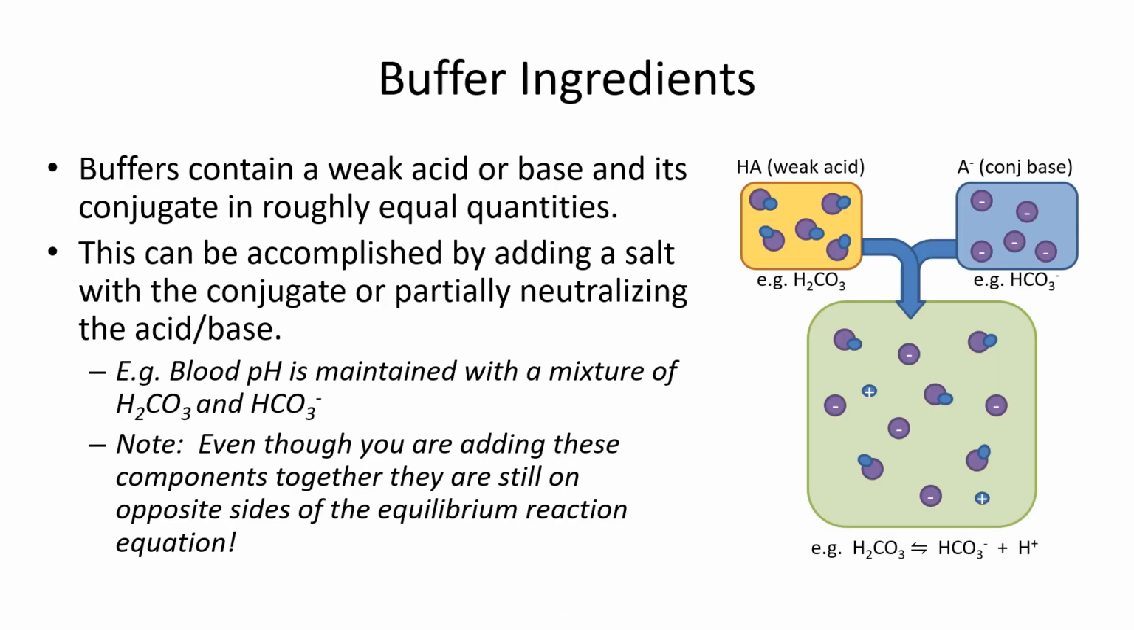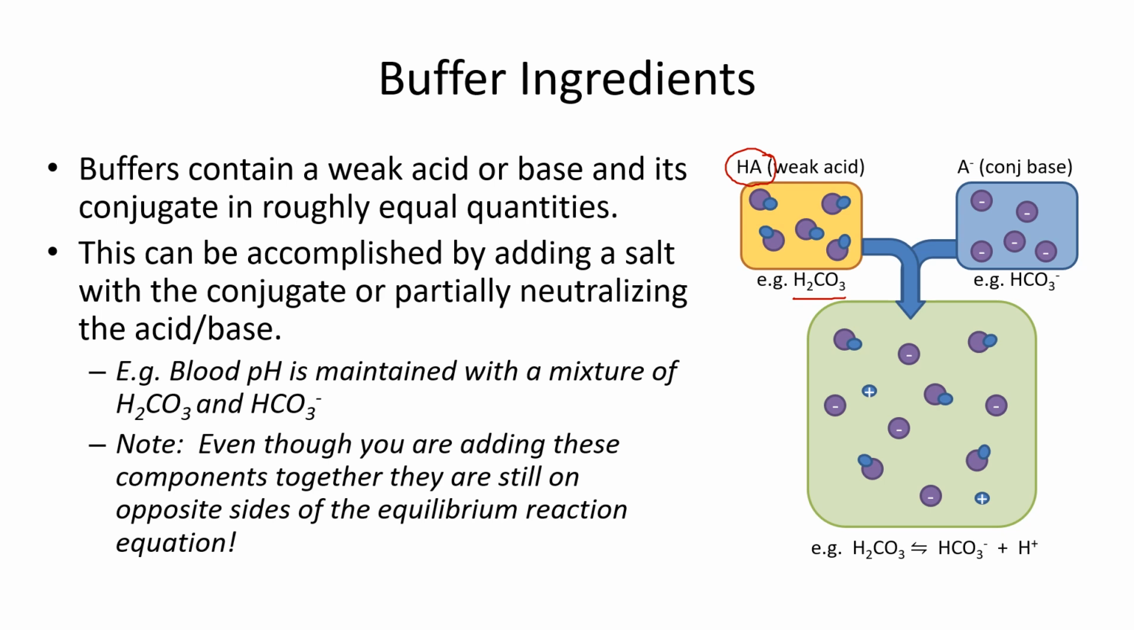So to make a buffer, you need two ingredients. One is you need a weak acid of a certain concentration. In the case of our blood pH buffer, it's carbonic acid. Carbonic acid's a weak acid. And if you just have carbonic acid, well then, because of the low value of the constant, you're only going to have a little bit of the conjugate base.